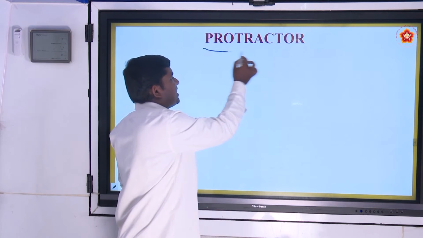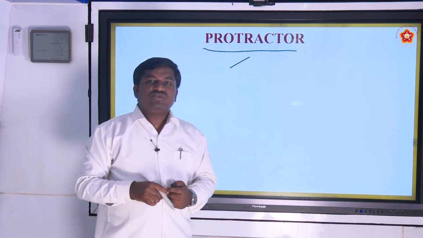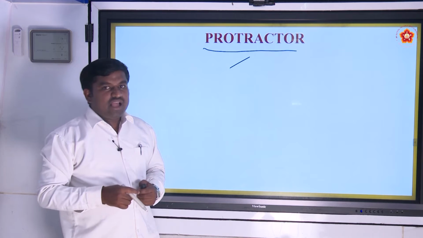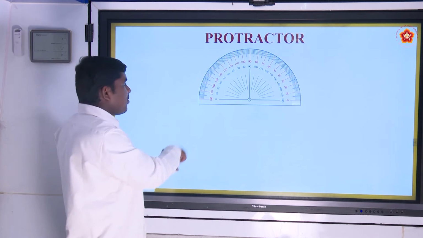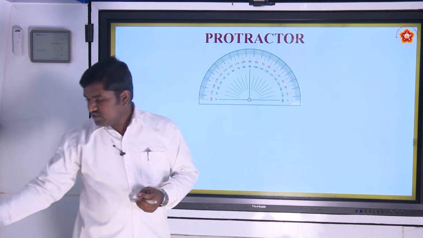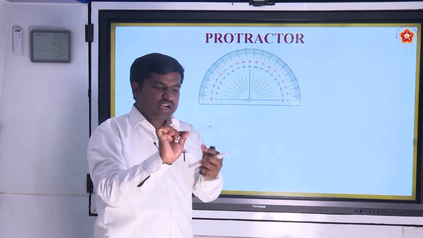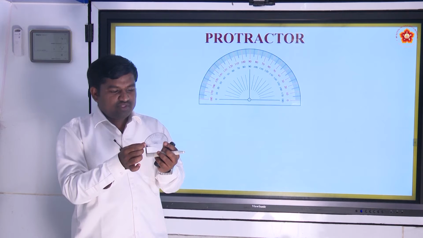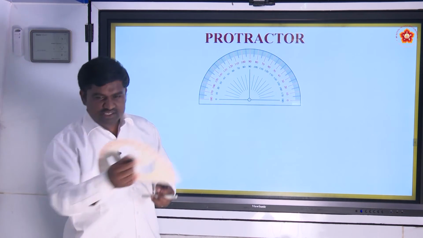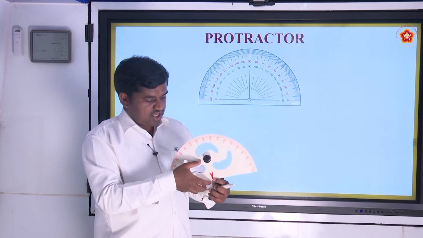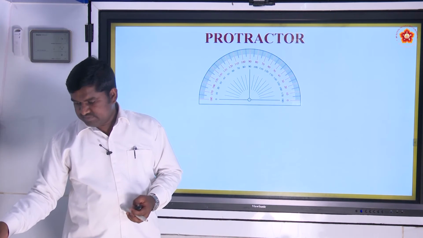Next, protractor. Protractor is a device which is used to measure an angle. See, this is the protractor. You see this in your geometry box. Yes, this is called protractor. See, this is a bigger protractor, used by teachers.